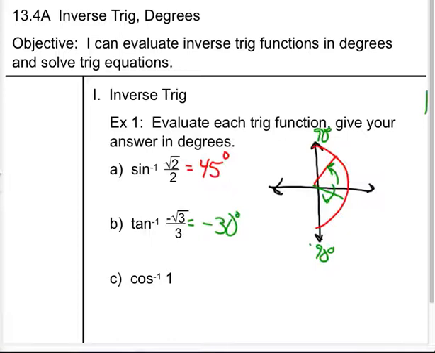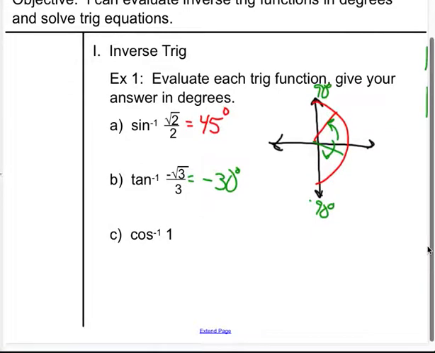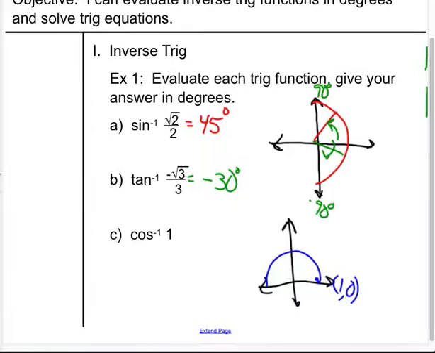And finally, cosine inverse of 1. So cosine inverse is the one that has a different restricted domain. Let's see if I can slip it down. So I am going to sketch a different picture of the unit circle. So we're going from 0 to 180 degrees for the cosine inverse. And we're thinking about where is our x-coordinate equal to 1? Well, over here, we have the point (1, 0). So the cosine inverse of 1 is 0 degrees.